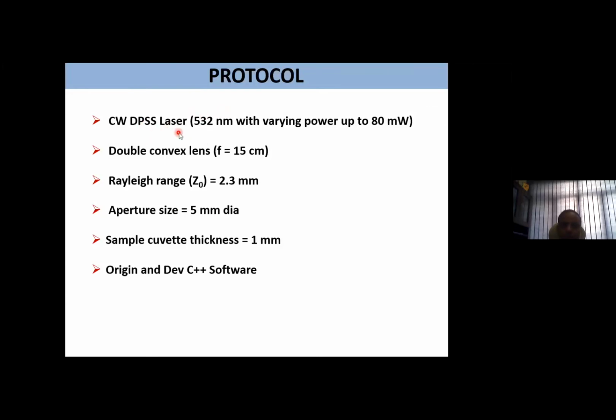So these are the protocols in the experiment that we have used. We used a CW DPSS laser at 532 nanometer with a maximum power output of 80 milliwatt. In the Z-scan setup, we used a focal length of 15 centimeter that gives a Rayleigh range of 2.3 mm. For closed aperture, you use a 5 mm diameter aperture, and a 1 mm sample cuvette, which fulfills the thin sample approximation condition. We wrote our own program in Dev C++ for analysis. Also, you can use Origin and MATLAB software for data analysis.